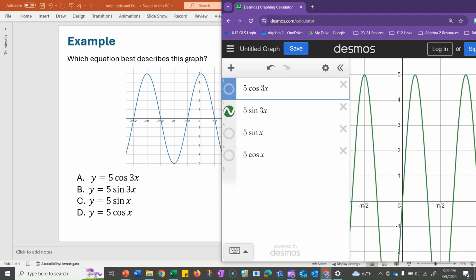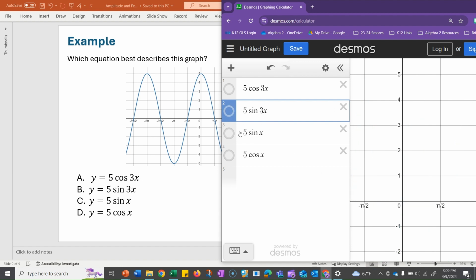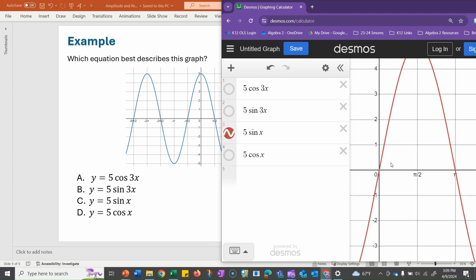Now let's try B. So B, you can see, has an intercept at 0, 0, and that's not what we have in this graph right here, right? This graph has the intercept at 0, 5. So you see how the intercepts can be a very good way for you to kind of match the graphs to the equation. Let's try 5 sine x. Okay, once again, same issue, right? 5 sine x is going to go through 0, 0. This graph does not go through 0, 0.